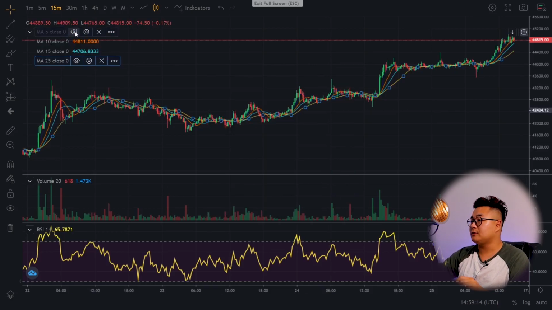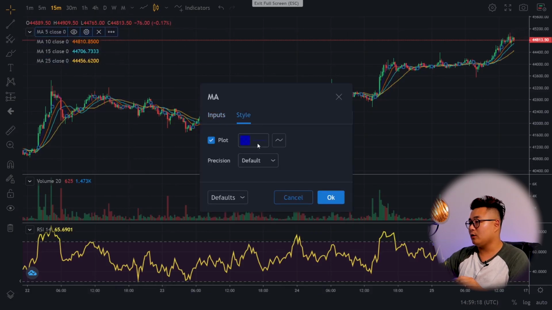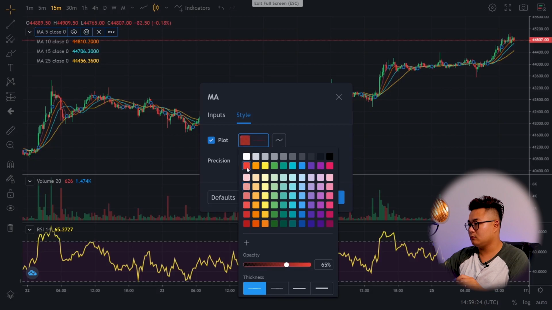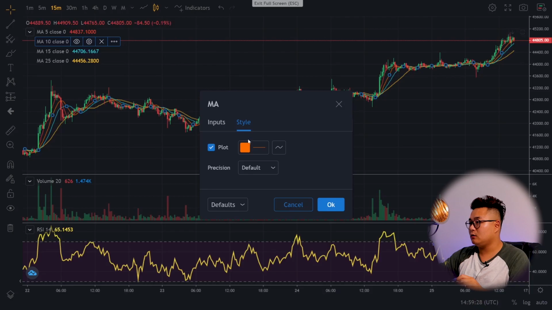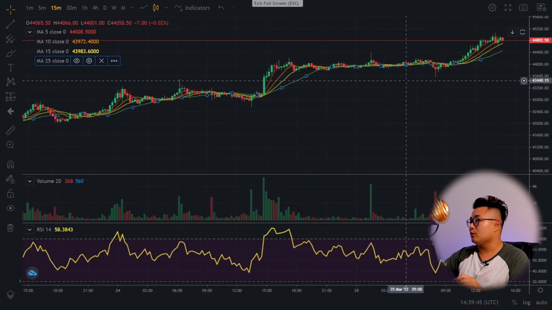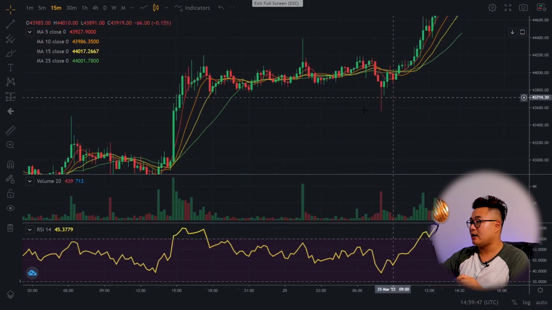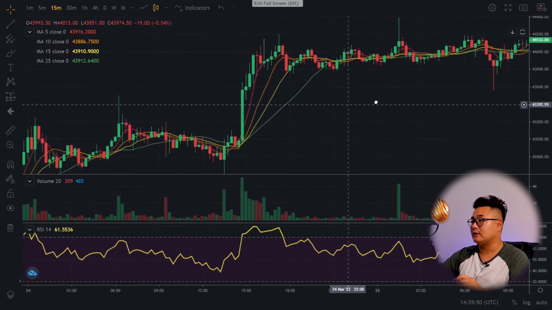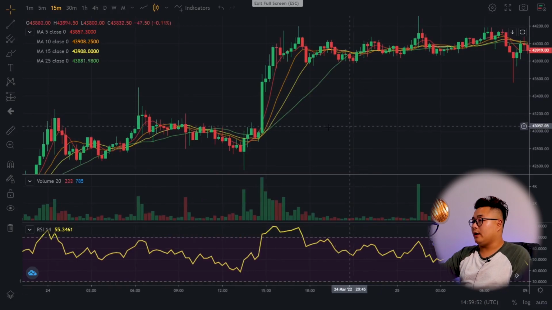And what we're going to do is we're going to put some nice colors in there, okay? So the first one, MA5, we're going to make that red. The second one, orange. Third one, yellow. And lastly, the fourth one, the longest MA, green, okay? We're going to zoom in a little bit more and we're going to see how they look right now. Okay, fantastic. So this is what it looks like right now.